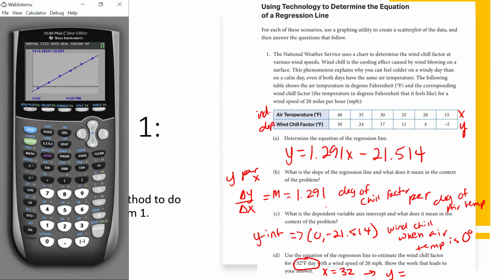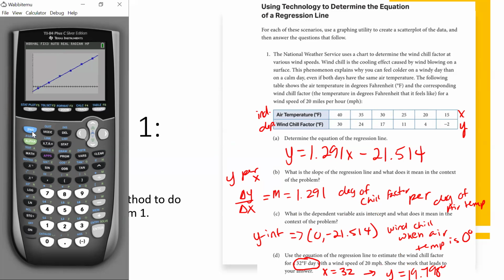Okay. So that's another good thing about storing your equation. It goes to the graph for you, right? And now I can just find whatever I need to find off of it. So from there, we know that it is 19.798 degrees, right? It's 32. That's what the wind chill factor will be. Okay. That's option number 1.